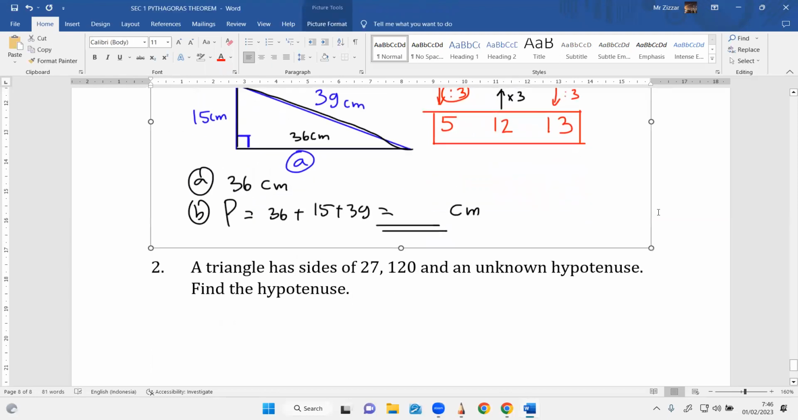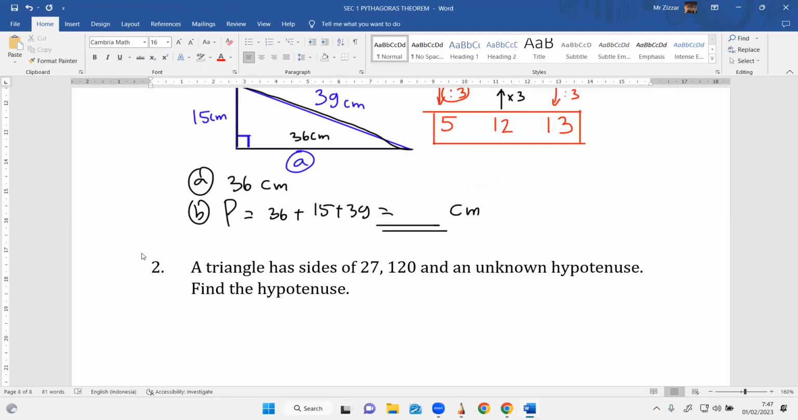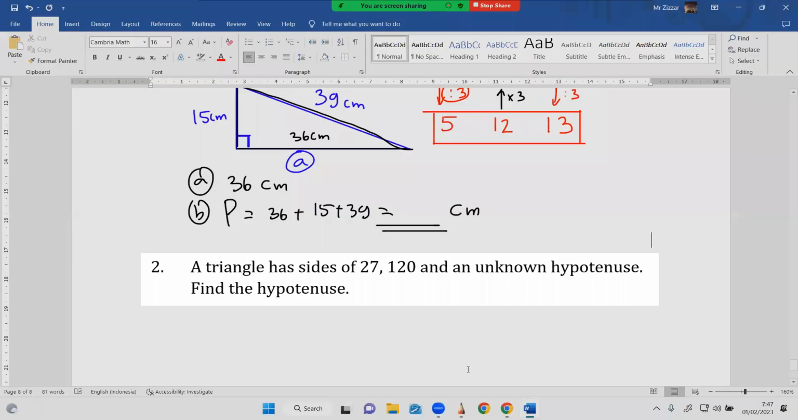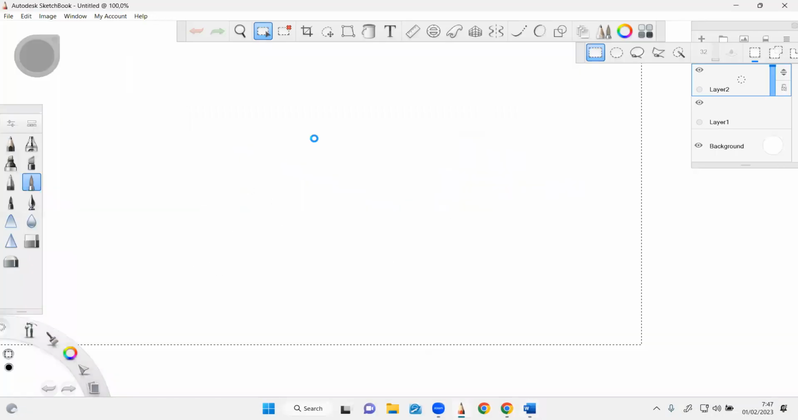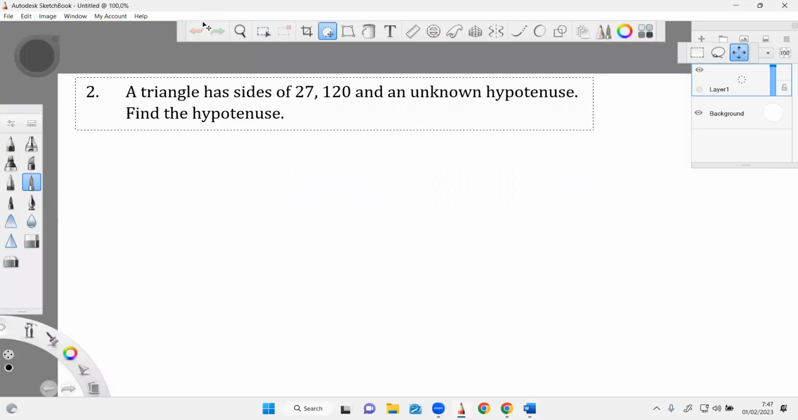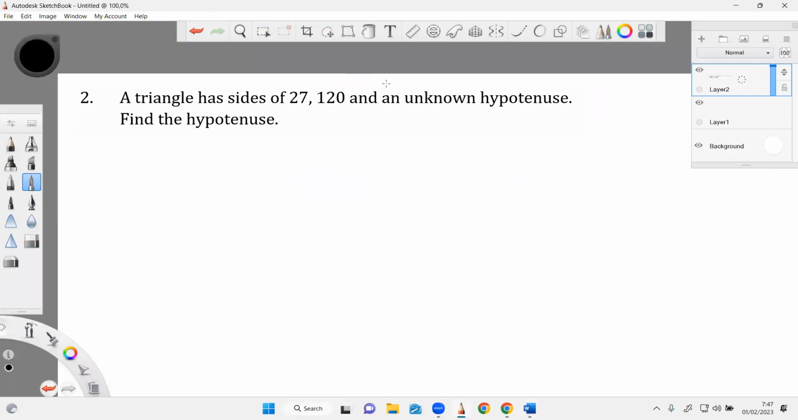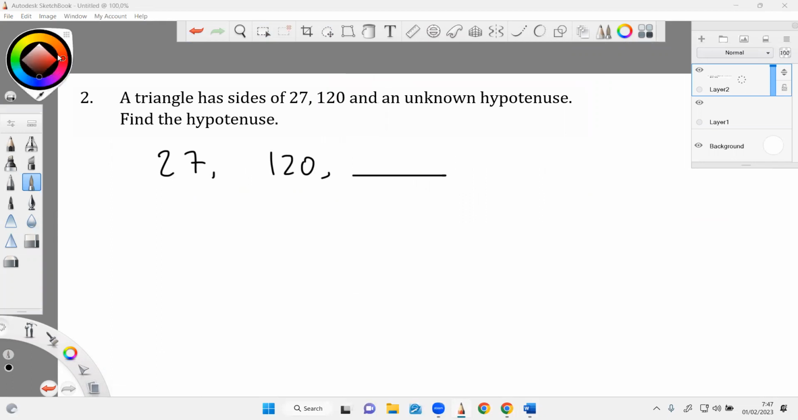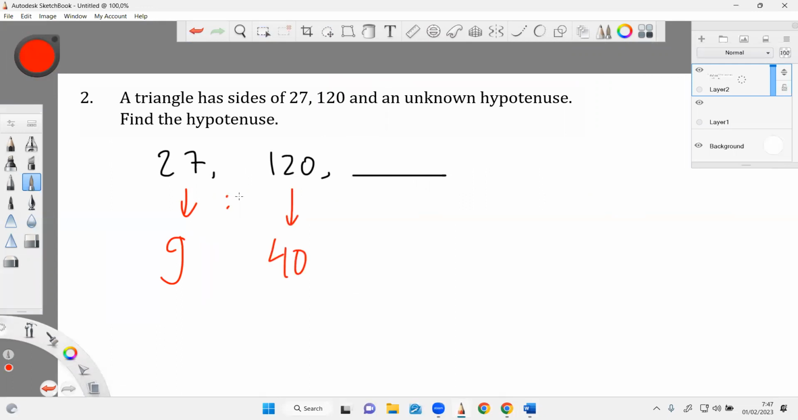Okay, get the simple understanding. Divide by 3, right? You divide the sides by 3 and keep the unknown hypotenuse, so you put the 27 here, 120 here, and the hypotenuse, which is unknown, just a blank. You divide by 3 also. Okay, same question: 9, 40, right?